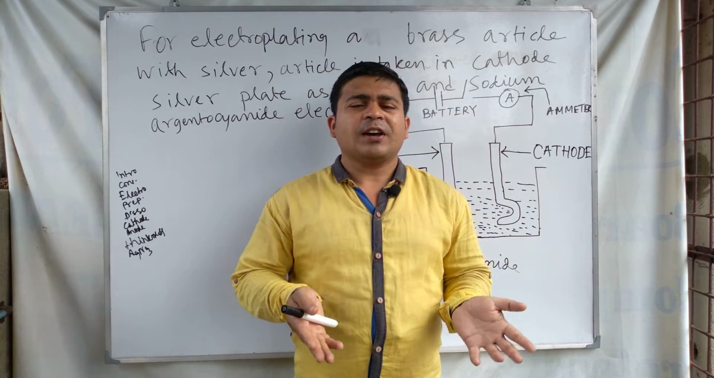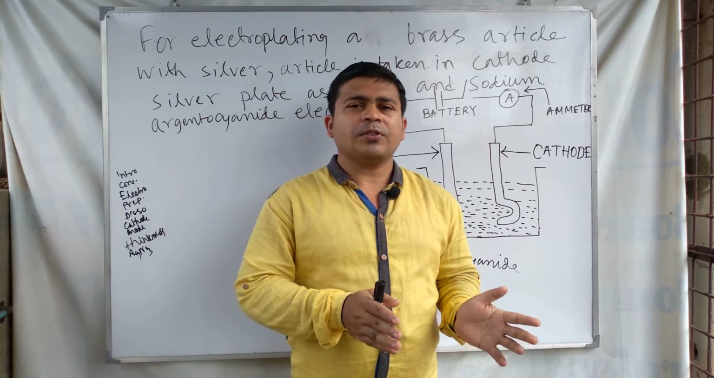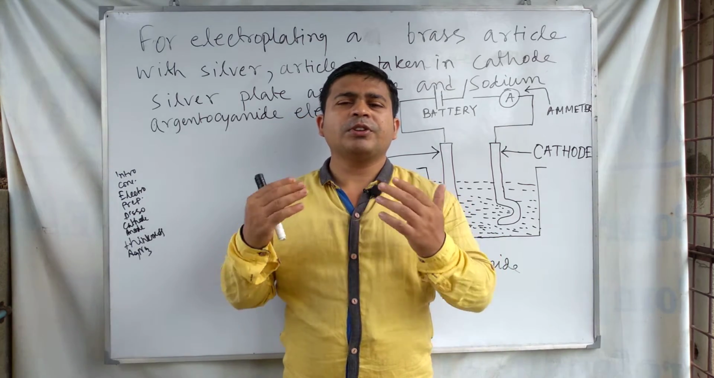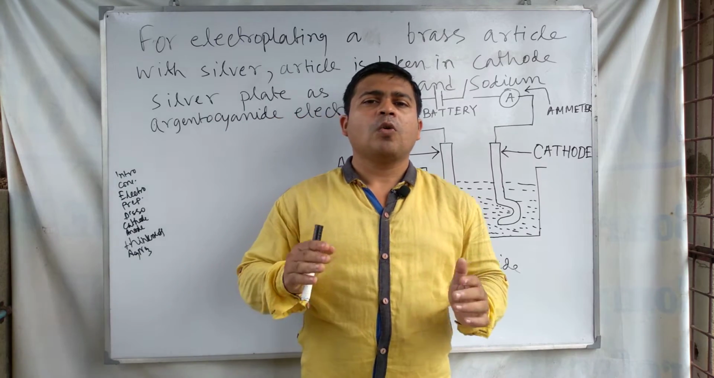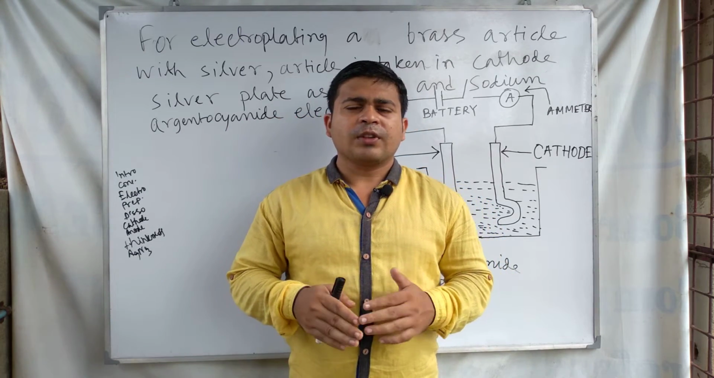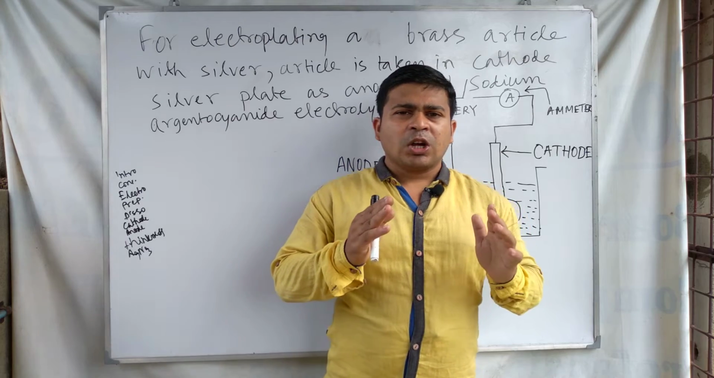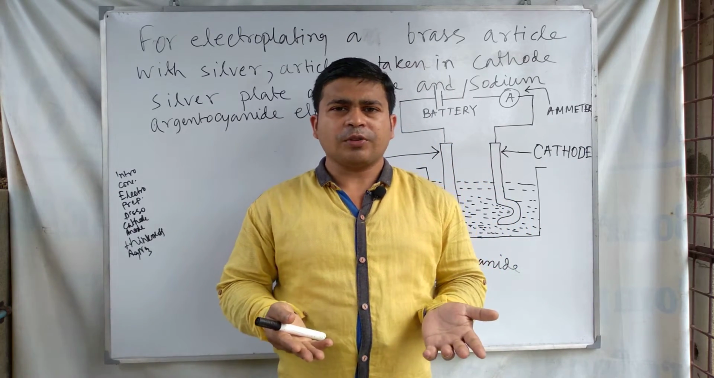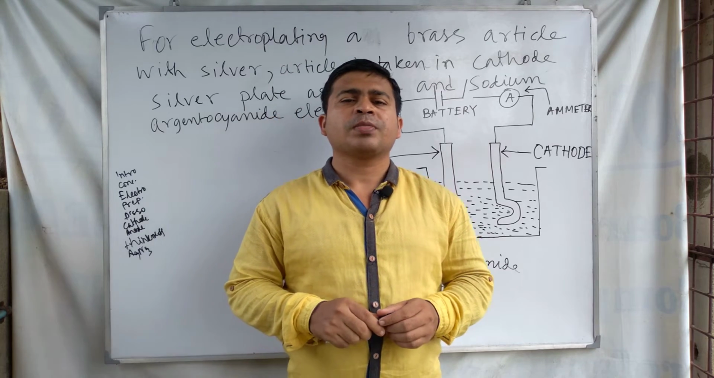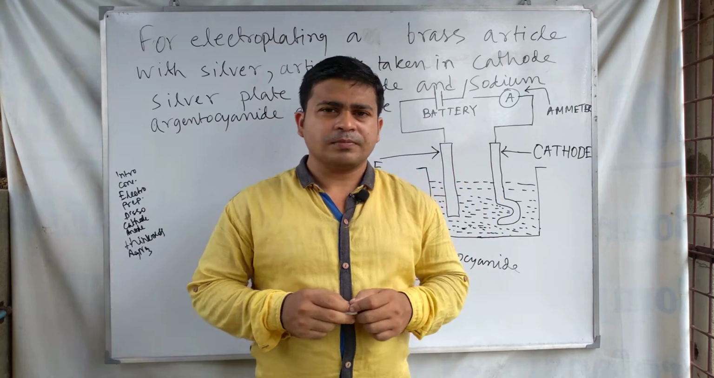We already discussed that electroplating is the process of depositing one metal like gold, silver, platinum over another metal surface by the electrolysis process. That is called electroplating.